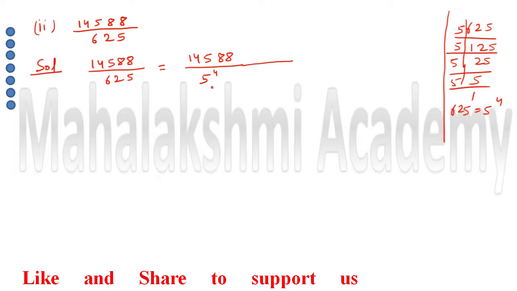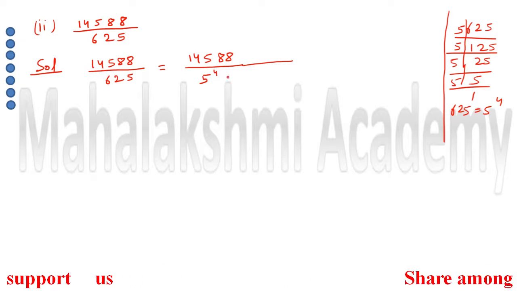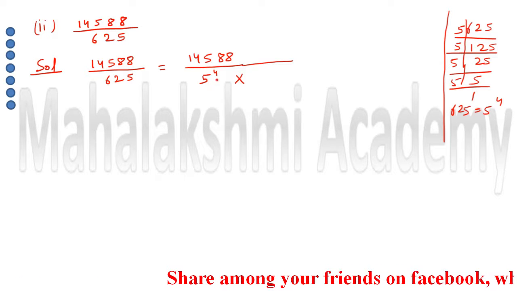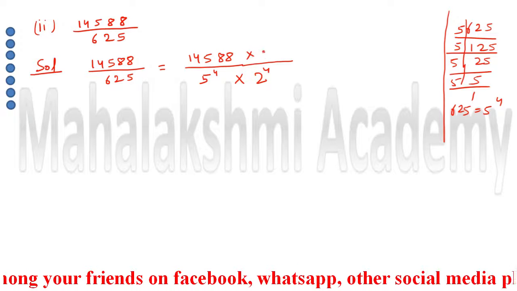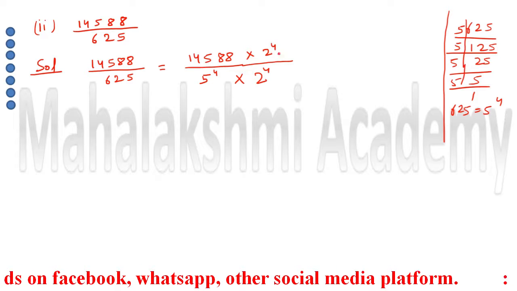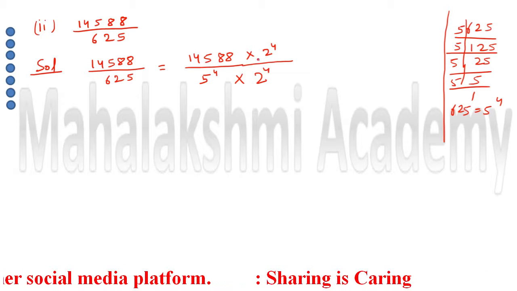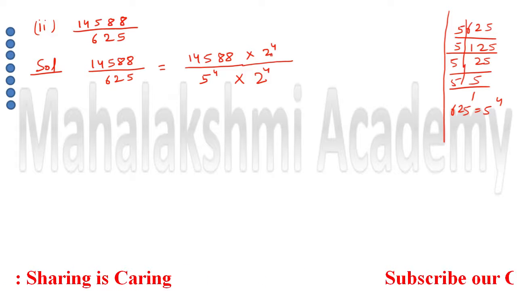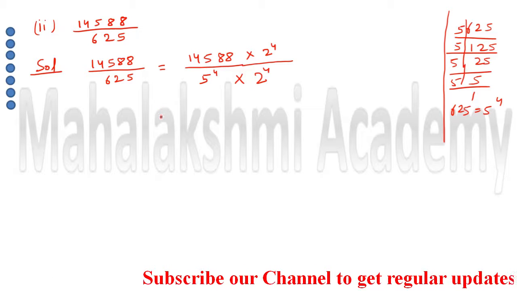And after writing it in its factor form, we obtain 5 to the power 4. So to convert into the form of 10 to the power 4, we need 2 to the power 4 extra. So multiply here also by 2 to the power 4, so that the fraction remains the same. Whatever change you are doing in the denominator, the same change is done in the numerator also. And after doing this, we are going to get the next step.